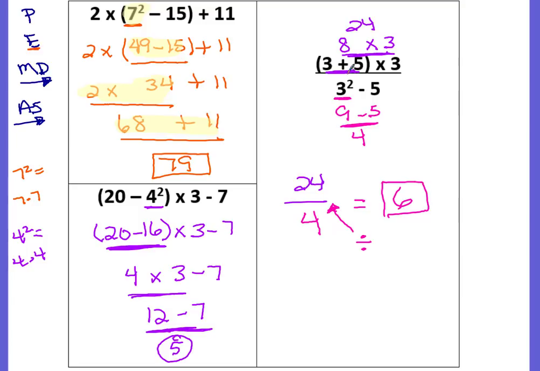So recapping, when you have operations in the numerator, you need to solve them using PEMDAS. If you have operations in the denominator, you solve them using PEMDAS. Then the last step would be to do what the fraction bar says to do, which is to divide.